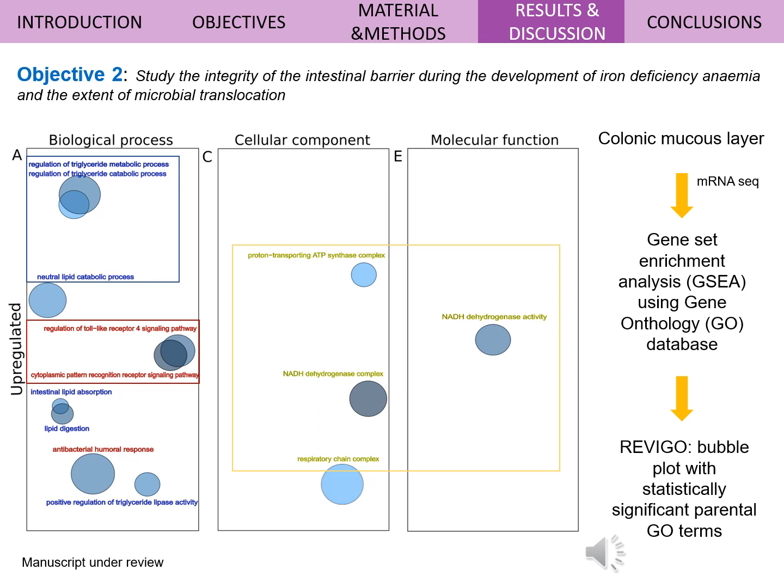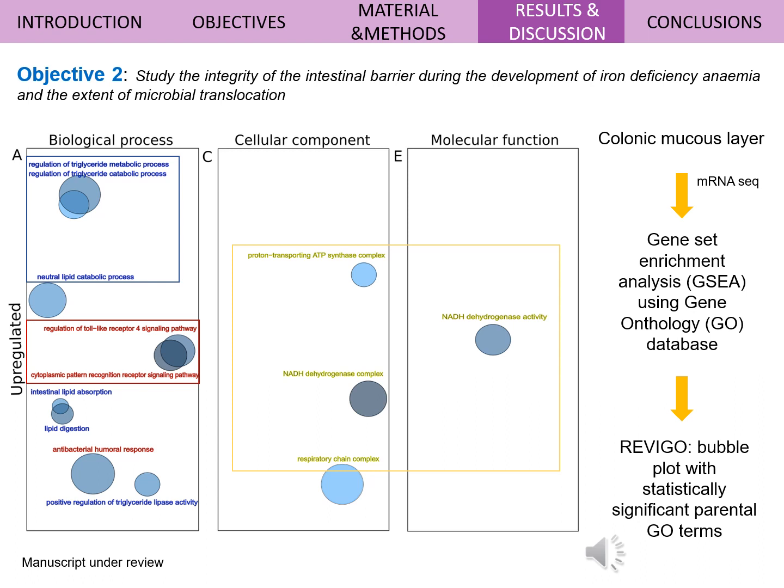To pursue objective 2, which was the study of the integrity of the intestinal barrier and the study of the microbial translocation, we performed mRNA sequencing on the colonic mucus layer. As a reminder, the colon was the region showing the greatest dysbiosis, and the gut microbiome is a key component of the intestinal barrier. So the region with the greatest dysbiosis was very likely to also have alterations in the intestinal barrier. That's why we chose the colon.